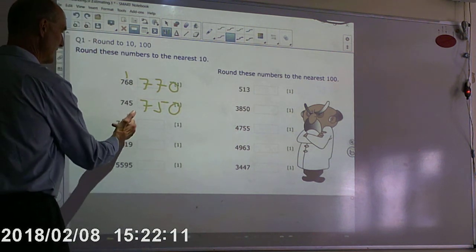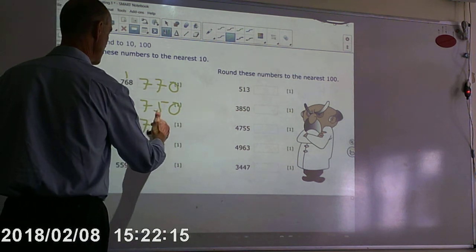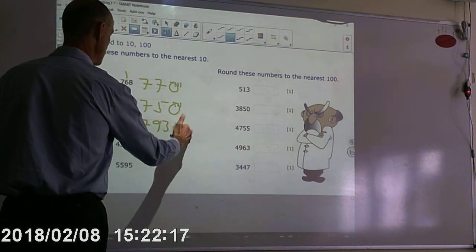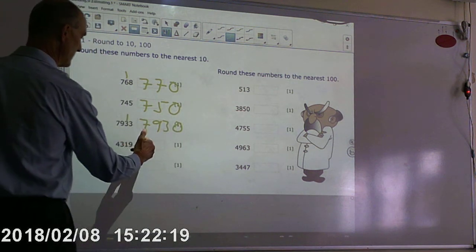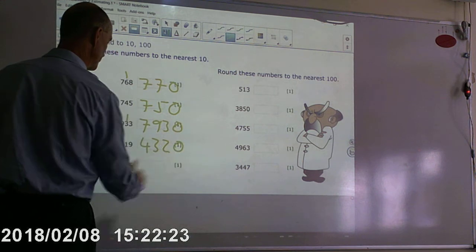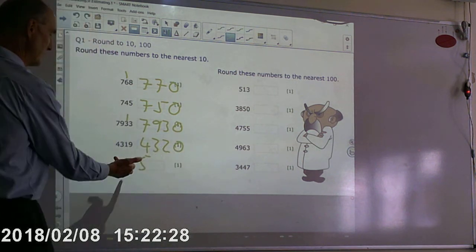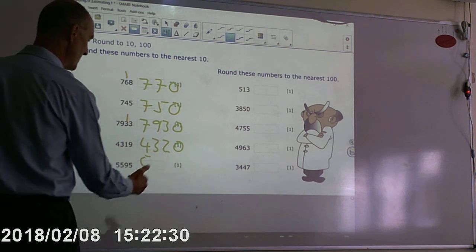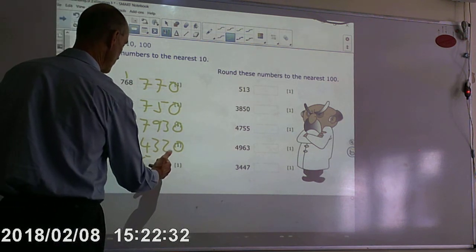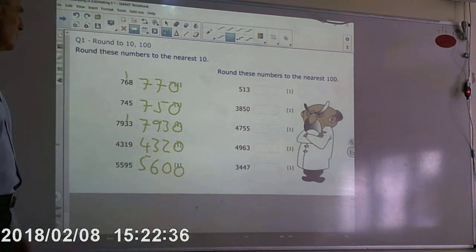7933, it's that 3 that is the tens, the value of tens, so 7,930. 4,320. 5,000. Oh no, what's going to happen here? So the nearest 10 is going to be, what's the rule?